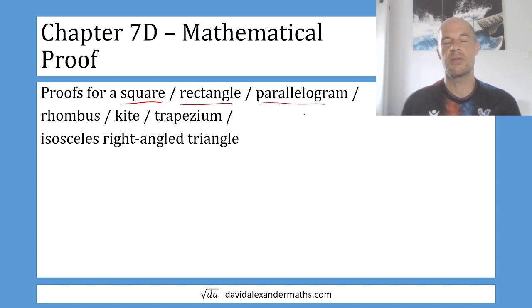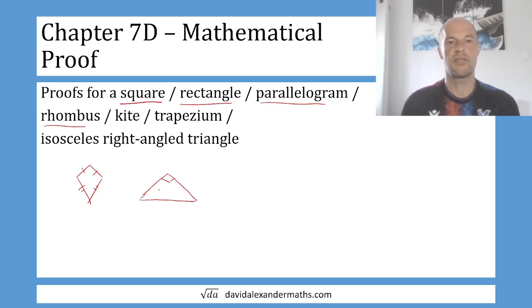Parallelogram, we need to be showing that opposite sides are the same length and parallel to each other, so again we need to be thinking about gradients here. For a rhombus, exactly the same as the parallelogram, except all the sides are the same length as well. Now for a kite, we would just be showing that these 2 sides are the same length and these 2 sides are the same length. For a trapezium, we just need to be showing that there is 1 pair of parallel sides. So if that's all you can prove, that there's 1 pair of parallel sides, then it must be a trapezium. And for an isosceles right angled triangle, then it was a fairly poor drawing.